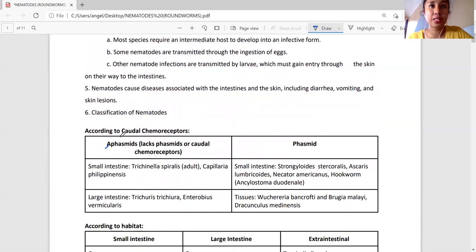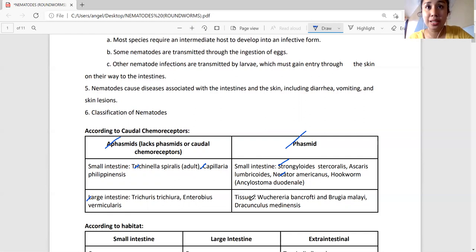So we have aphasmids and phasmids. So aphasmids, the absence of caudal chemoreceptors. So class, I classified them based on habitat. Class ito, huwag niyong kakalimutan to. Kasi lumalabas to sa board exam. Ito yung gusto kong i-highlight. So, small intestine, the adult Trichinella spiralis is in the small intestine, and Capillaria philippinensis. In the phasmids, we have Strongyloides, Ascaris, hookworm, small intestine sila. Sa colon or large intestine, we have ET, Enterobius vermicularis and Trichuris trichiura.